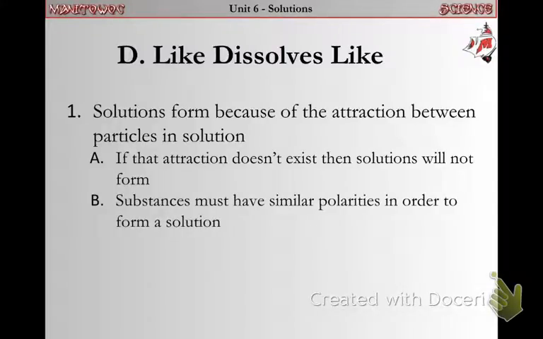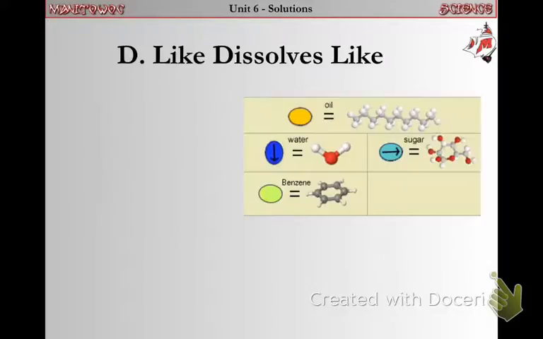And in order for that attraction to exist, substances must have similar polarities. Again, I talked about polarity with water in the previous slide. They must have similar polarities in order to form a solution. So water is polar. Ethanol, as we'll look at in class tomorrow, is polar. There's a bunch of polar compounds. You put polar compounds together, and they're going to dissolve one another. Okay. Let's take a look at what this looks like using some models.